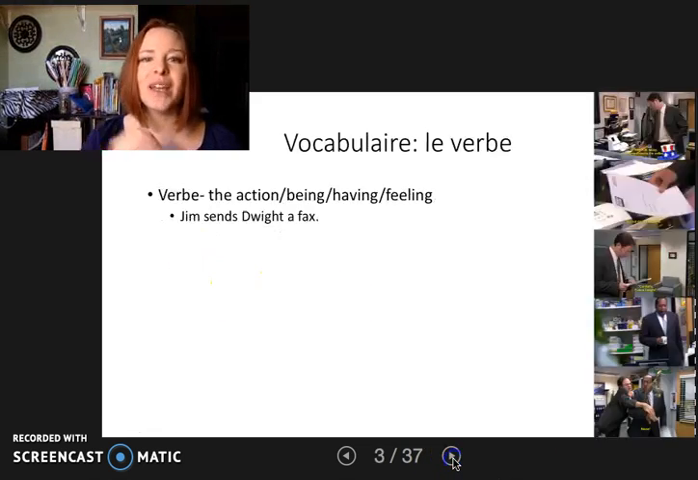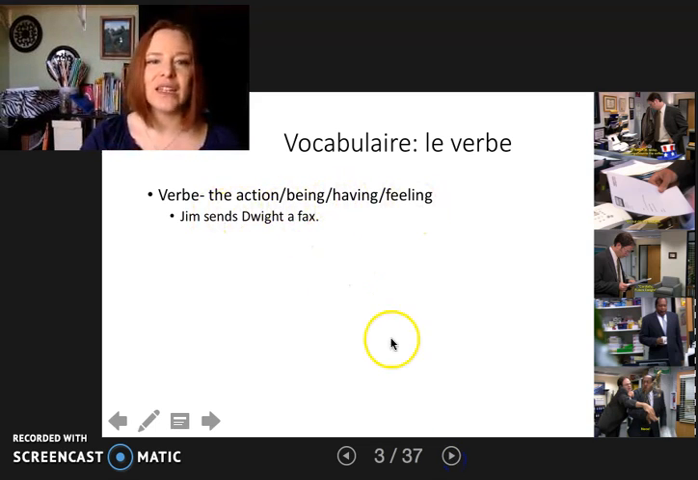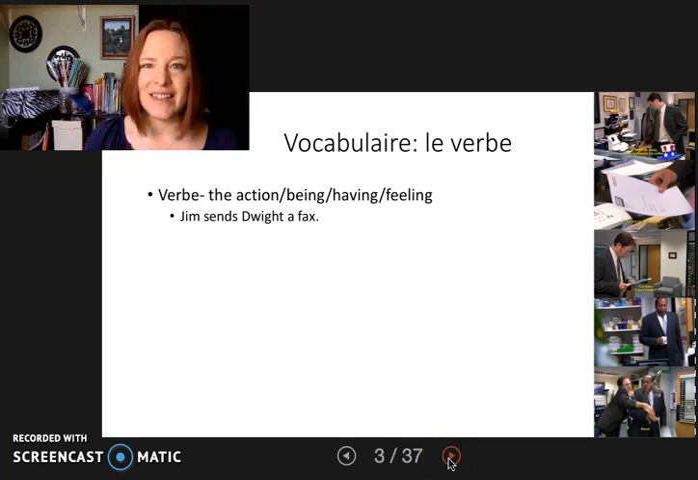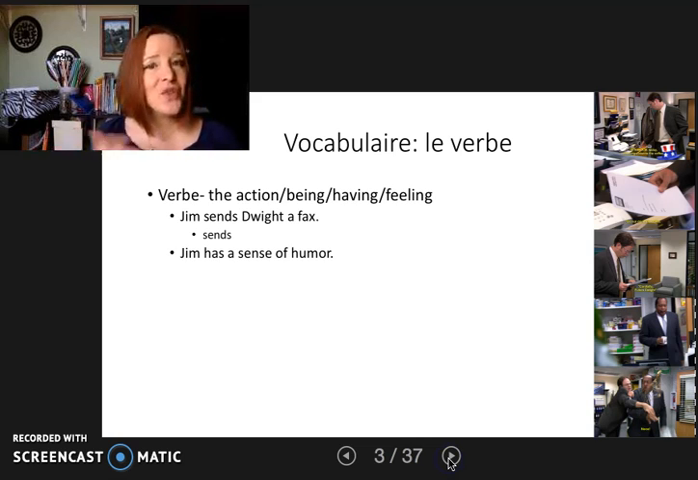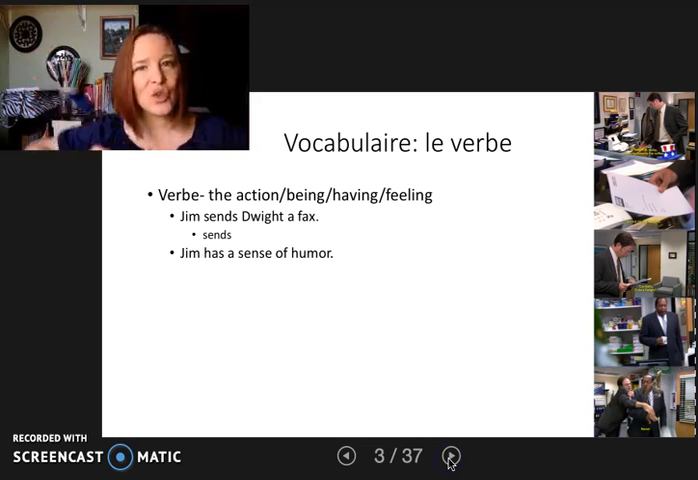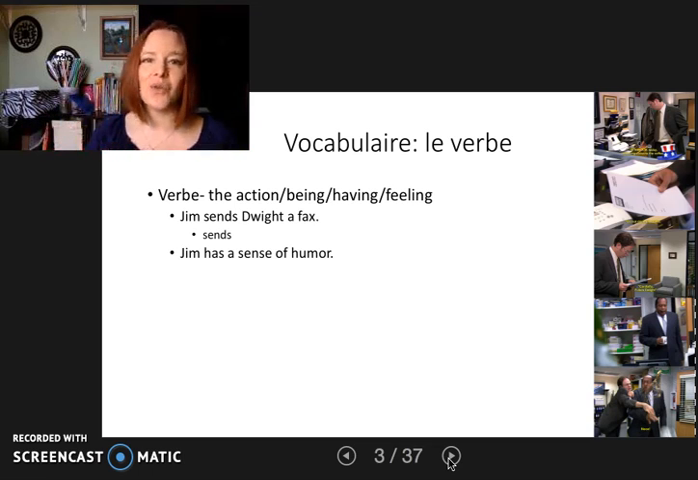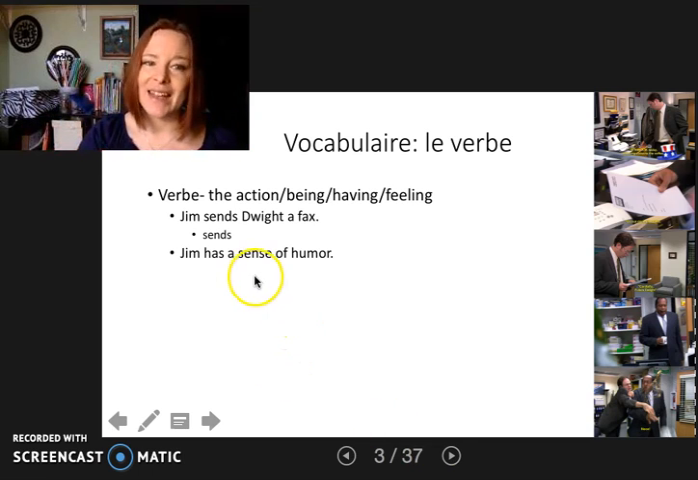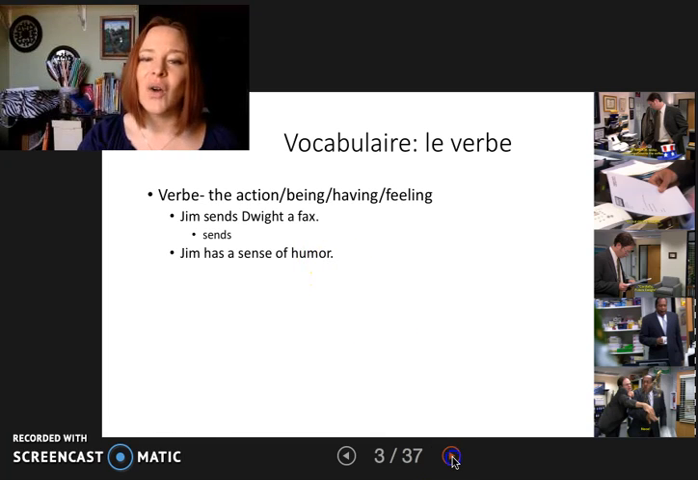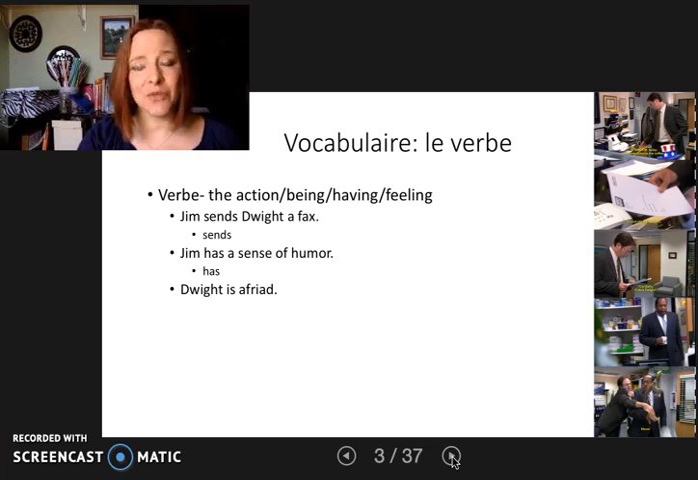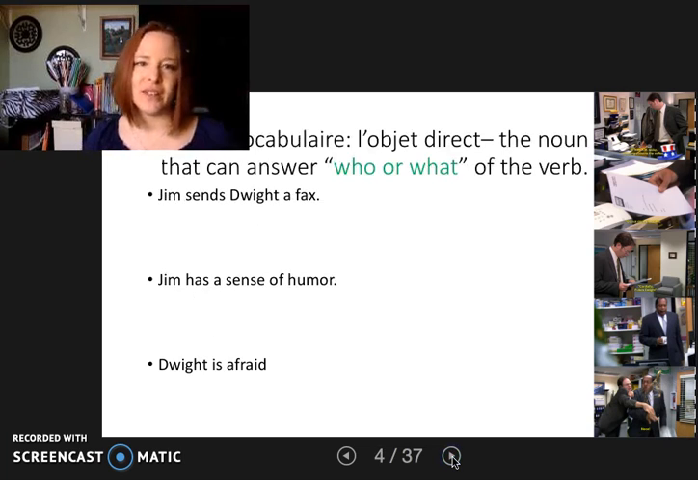The verb is the action of the sentence. So it's the being, the having, the feeling. Jim sends Dwight a fax. He is sending, which is the verb of a sentence. Now, some students get confused because it's not always this super big action. It can be having or feeling or being. So Jim has a sense of humor. Oh, he's having. Has is a verb. Dwight is afraid. Being is a verb, so he is the verb of our sentence.